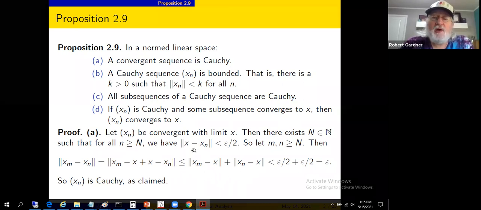Both of these are of this form. The indices m and n are both greater than capital N, so the epsilon over 2 bound holds. We pick up an epsilon over 2 plus epsilon over 2 equals epsilon. Probably should have started this with let epsilon be greater than 0, arbitrary real number as usual. But we've shown for any epsilon, x sub n minus x sub m in norm is less than epsilon for m and n sufficiently large, as given here.